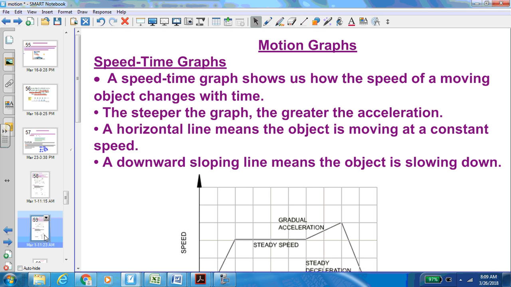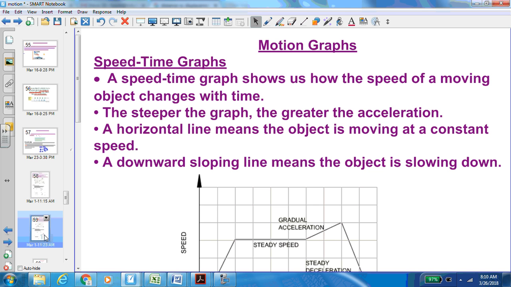A speed time graph is another way that we can graphically show motion. A speed time graph will show us how the speed of a moving object changes with time. They are different, because speed and distance are different. So when we're looking at these graphs, we've got to make sure that we identify what variables are shown on our axis so we can know what kind of graph we're looking at, because the lines mean some different things.